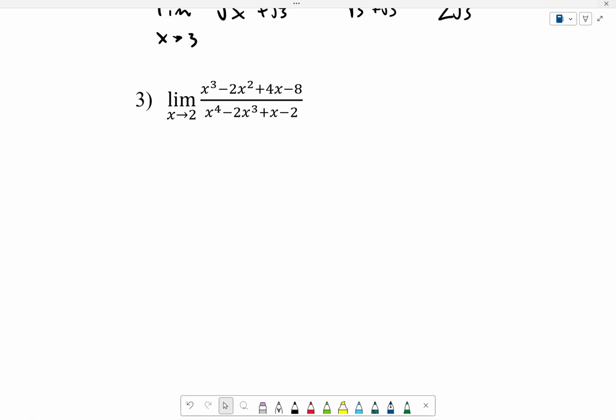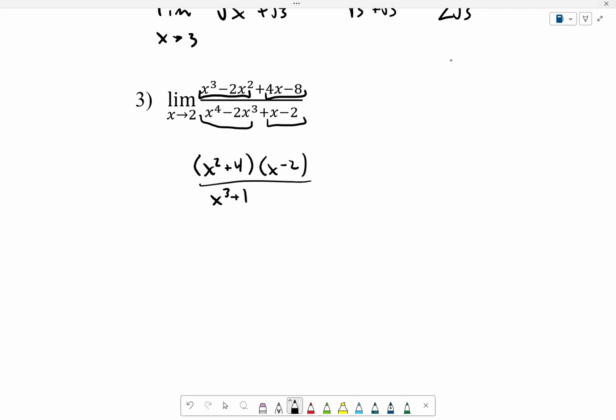Lydia, you've been chosen. Can you help us with it? Okay, so I saw it as a factoring by grouping problem. And you can do it for these non-numbers too. So the factor I got on the top was x squared plus 4 times x minus 2, over x cubed plus 1 times x minus 2.